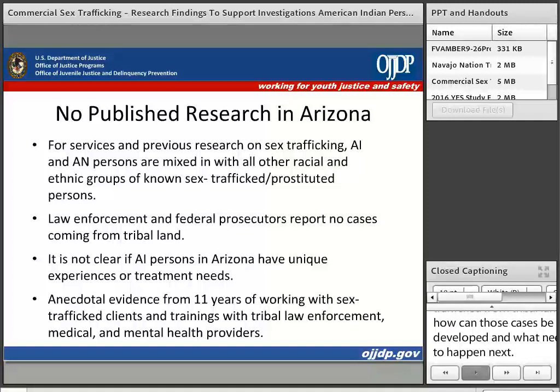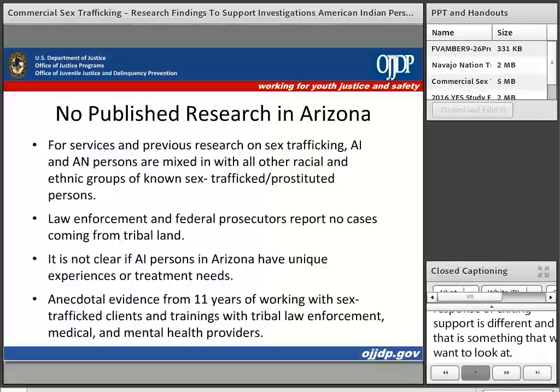So it is not clear if American Indian persons in Arizona have a unique experience or treatment need if they've been trafficked here or if they were trafficked in other places, if they were trafficked from or on the reservation or they were trafficked in the city. We don't know if the recruitment or the response, the exiting support is different, and that's something we really want to look at.